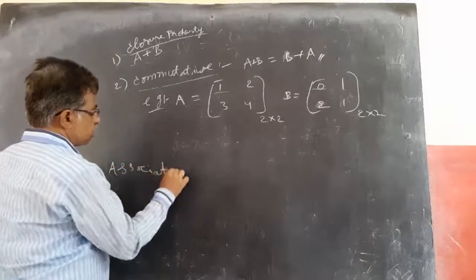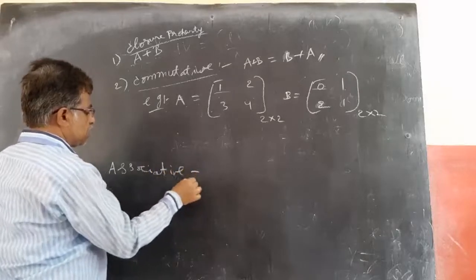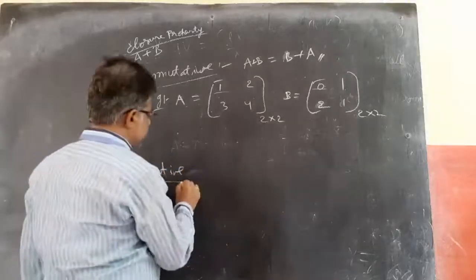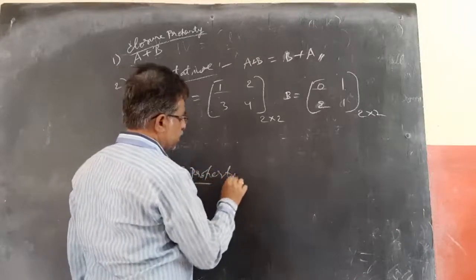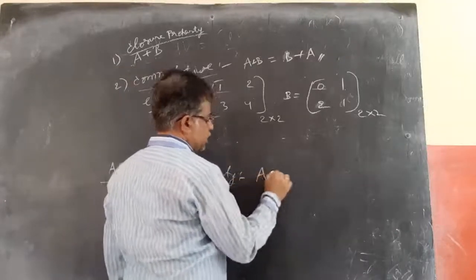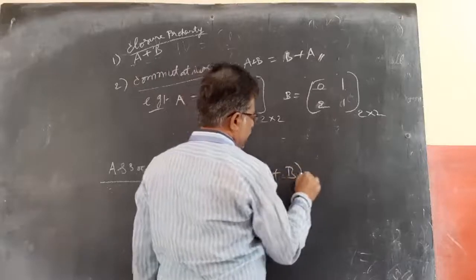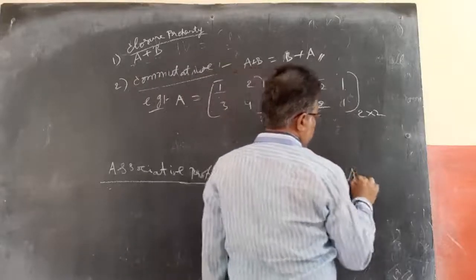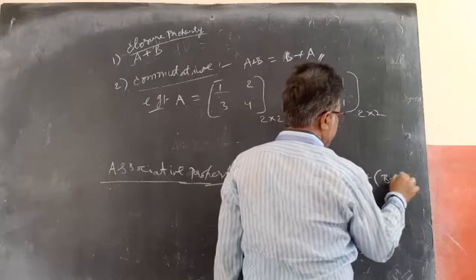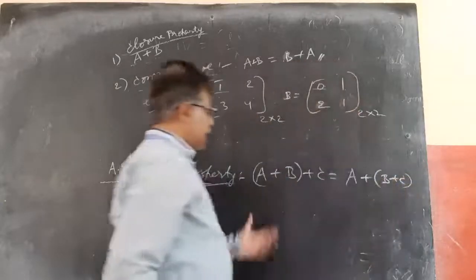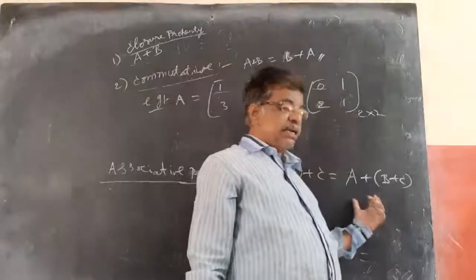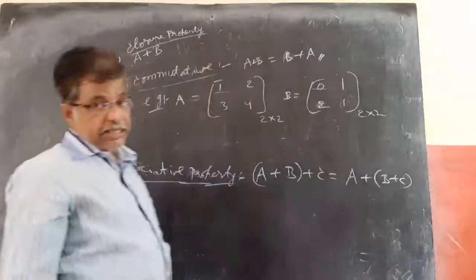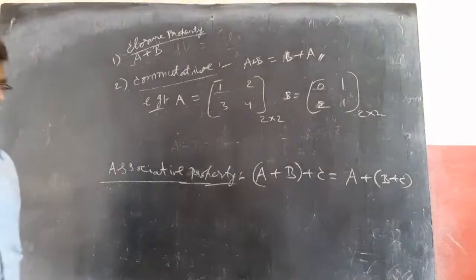What is associative property? Associative property also holds good in matrix addition. Associative property is nothing but (A + B) + C equal to A + (B + C). Means if you add A and B, then add it to C, or if you add B and C, then you add it to A, it gives you the same result. That is called as associative property.